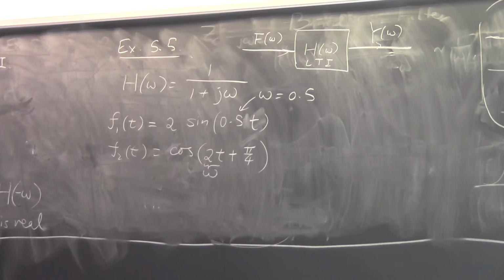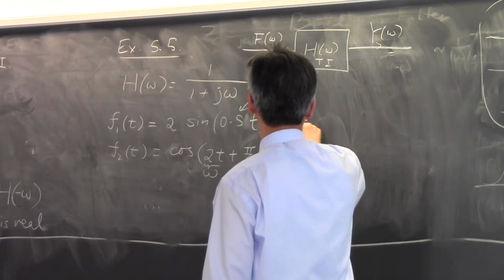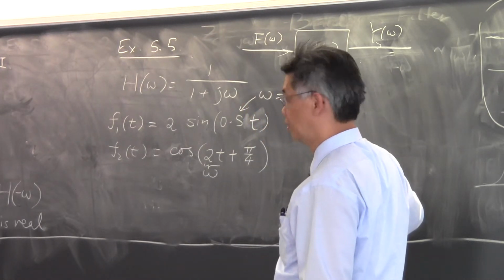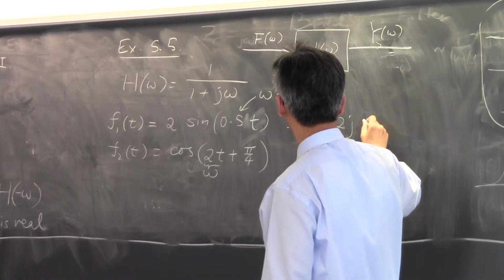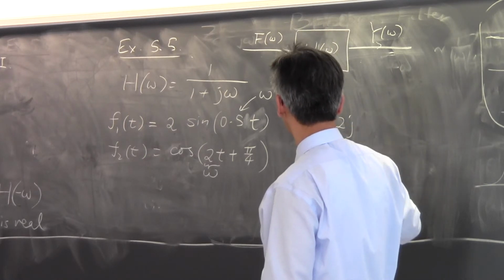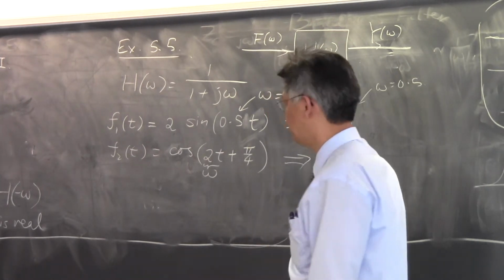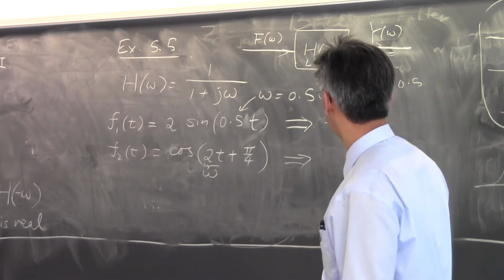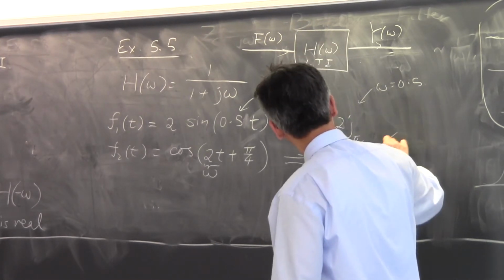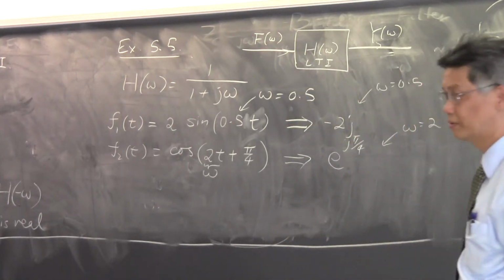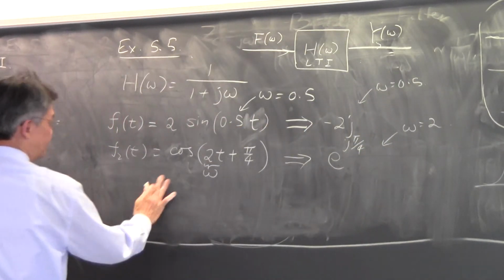What must you do first? You use the principle of linear superposition and convert this into phasors. What is the phasor representation of this term? Minus 2j. That's it, but remember that this is at omega equals 0.5. And what is the phasor representation of this one? E to the j pi over 4, and this phasor is at omega equals 2. Those are the two distinguishing features.